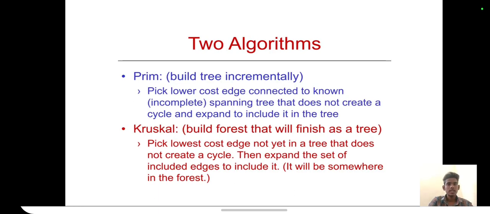Two algorithms: one is Prim's algorithm and another is Kruskal's algorithm. First we see Prim's. Build T incrementally. Pick the lowest cost edge connected to the known incomplete spanning tree that does not create a cycle, and expand to include it in the tree. And Kruskal's algorithm: build a forest that will finish as a tree. Pick the lowest cost edge not yet in a tree that does not create a cycle. Then expand the set of included edges to include it. It will be somewhere in the forest.